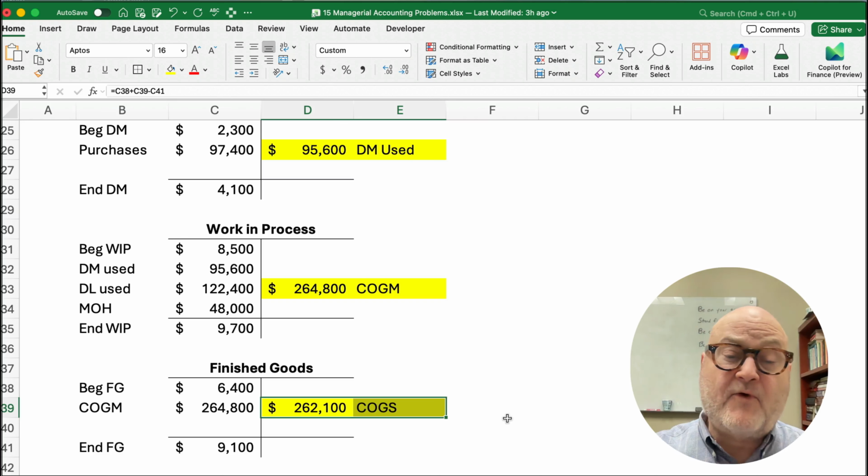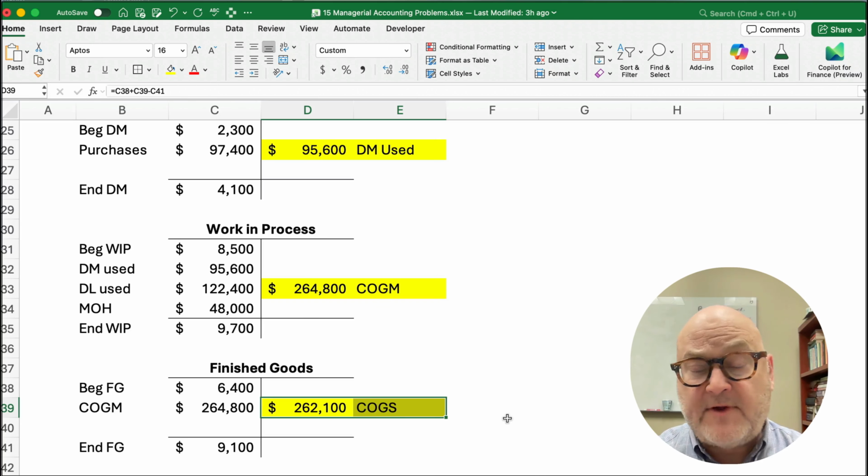Now, we need to know this number so we can sell it for more than that. Maybe we sold it for $400,000 and it cost us $262,000, and we're happy we're making our products and we're making a profit on those products. But this is how we calculate materials used, cost of goods manufactured, and cost of goods sold.